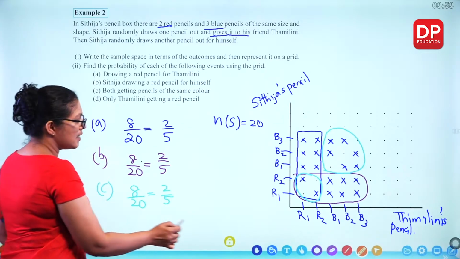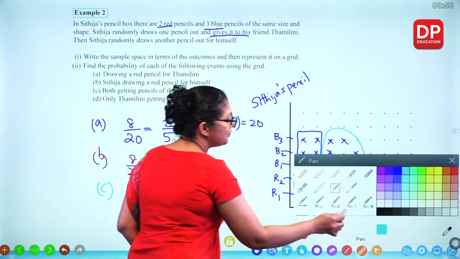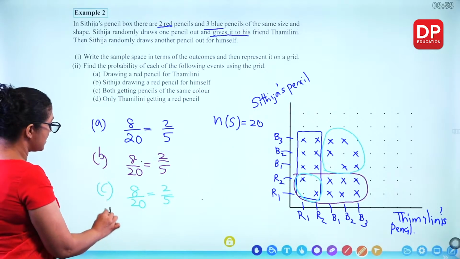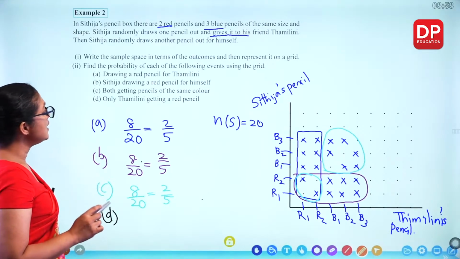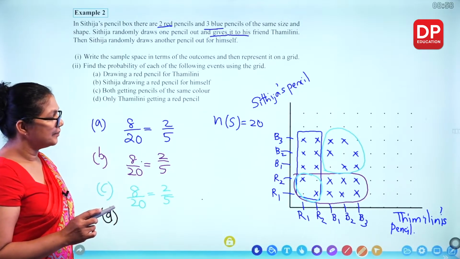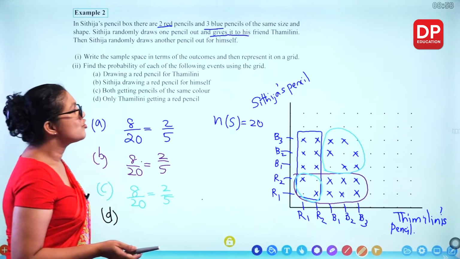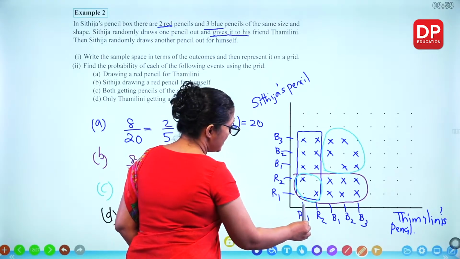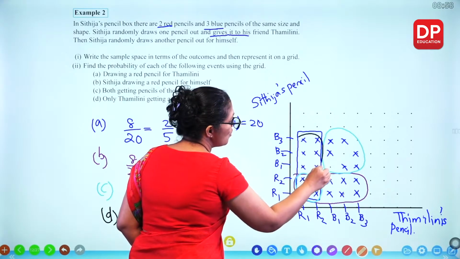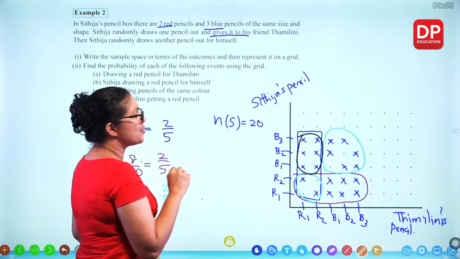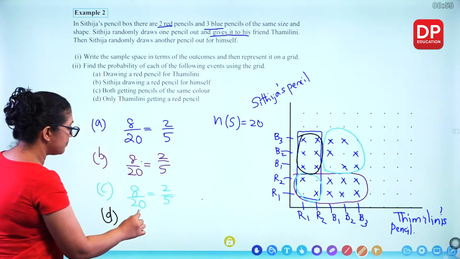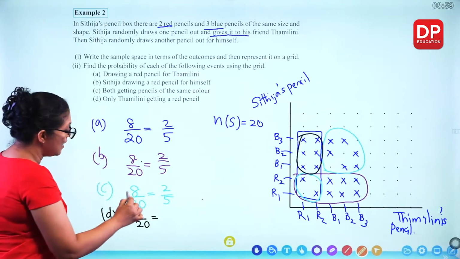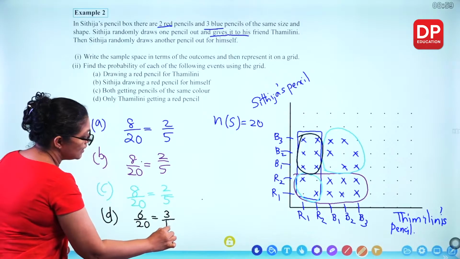Now last part, I'll take a different color, I'll take black. Part D, only Thimalini getting a red pencil. That means Sithija is getting a blue one. So these should be red and these should be blue. Altogether 6 elements are there out of 20. Simplify, you get 3 over 10.